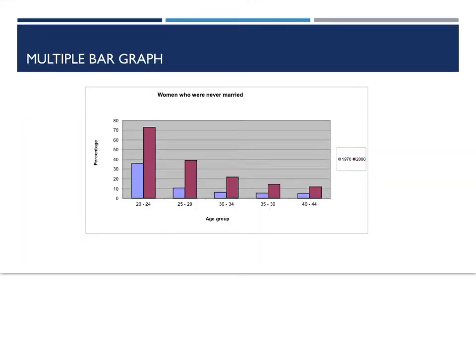This section we're just going to take a look at some other graphs and see what some differences are between these and the ones that I'm expecting you to make. Now, first of all, this is a graph that you're going to make in your portfolio. It's called a multiple bar graph.